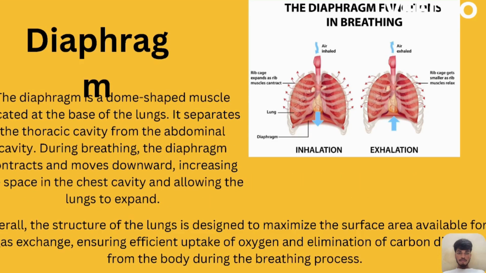Let's see the diaphragm. The diaphragm is a dome-shaped muscle located at the base of the lungs. It separates the thoracic cavity from the abdominal cavity. During breathing, the diaphragm contracts and moves downward, increasing the space in the chest cavity and allowing the lungs to expand. Overall, the structure of the lungs is designed to maximize the surface area available for gas exchange, ensuring efficient exchange from the body during the breathing process.